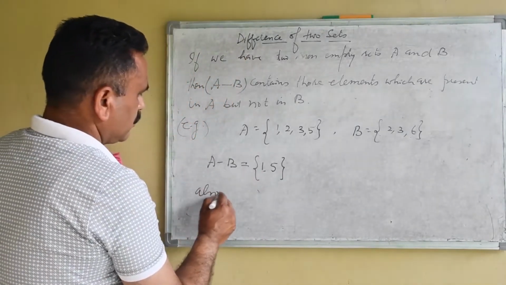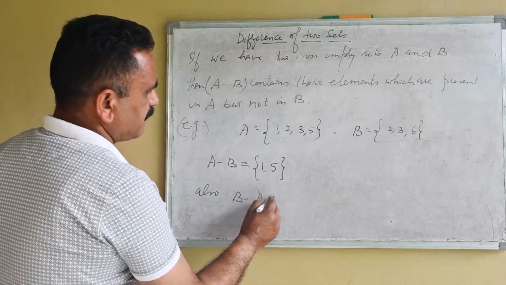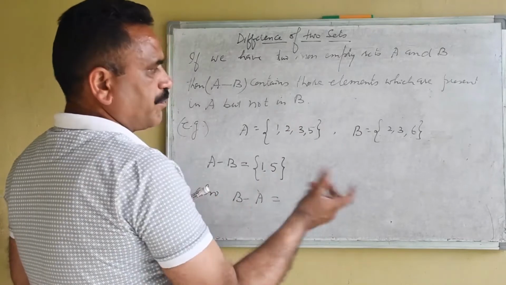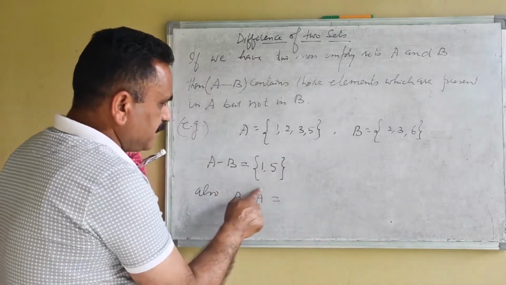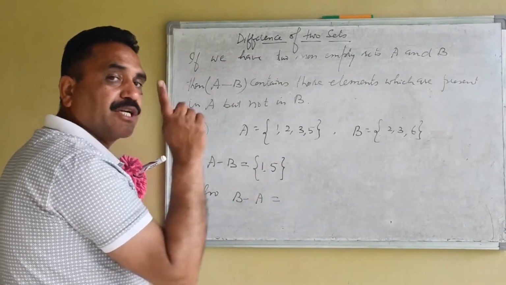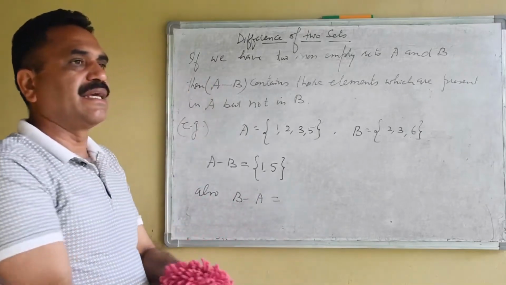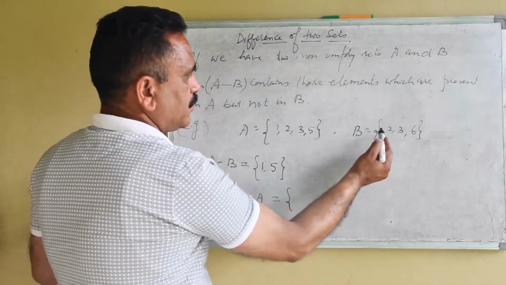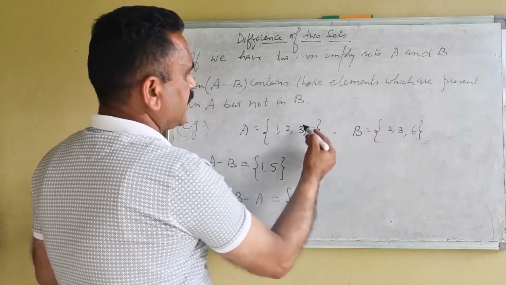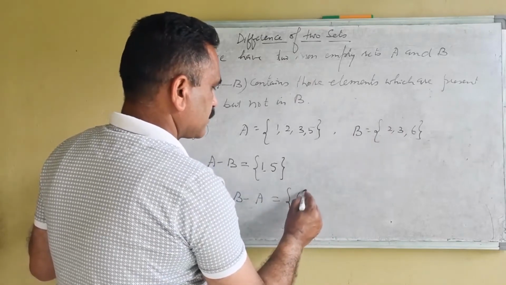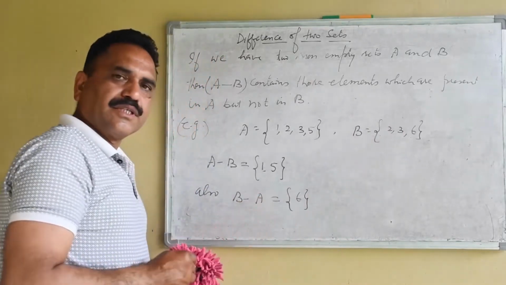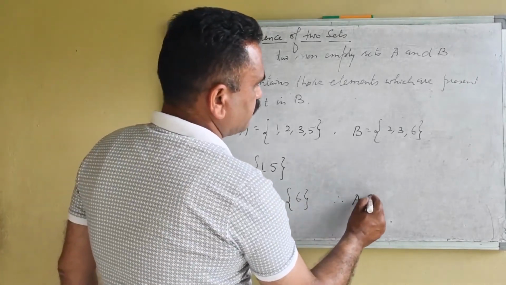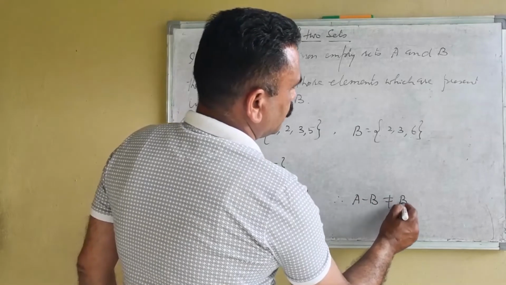Also, what is B minus A, for example? What is B minus A? A को B से subtract करना है. The elements which are present in B but not in A. ऐसे एलिमेंट लेने हैं जो B में है पर A में नहीं है। कौन कौन से हैं? 2 A में है, नहीं लेना। 3 A में है, नहीं लेना। 6, so this is 6. So A minus B is not equal to B minus A.